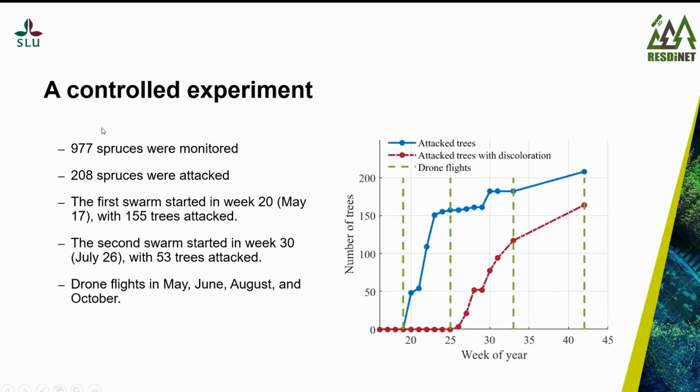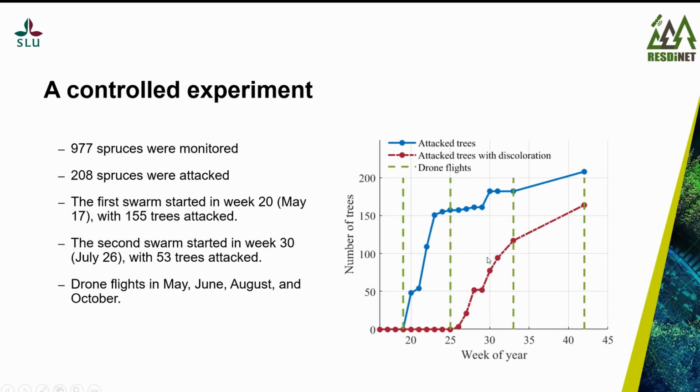And this is the result from this controlled experiment. In total, we have about 1,000 spruce monitored, and about 200 of them were attacked. From this curve, the blue one is the number of attacked trees. The first swarm starts in the middle of May, and the number of attacked trees increases gradually, mostly in May.